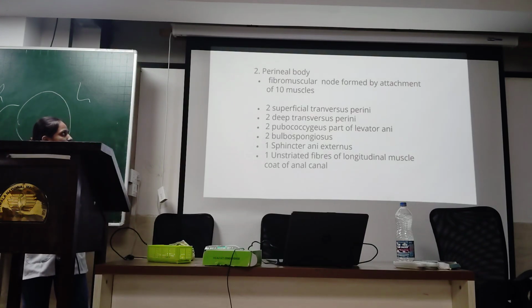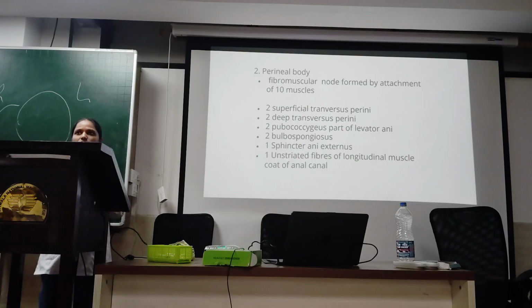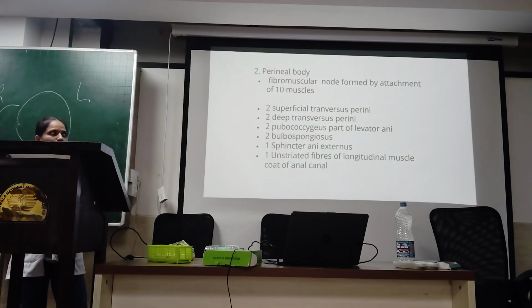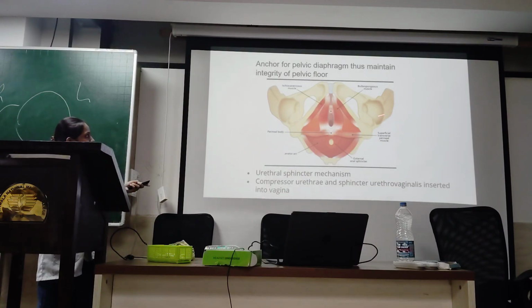And the 10 muscles which are responsible for the formation of the perineal body, or which get attached to it, are: 2 superficial transversus perinei, 2 deep transversus perinei, 2 pubococcygeus, part of the levator ani, 2 bulbospongiosus, the 1 sphincter ani externus muscle and the 1 longitudinal muscle of the anal canal. As you can see here, this is the perineal body and these muscles get attached to it.